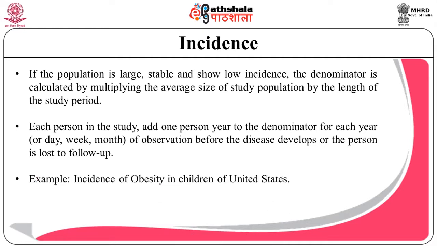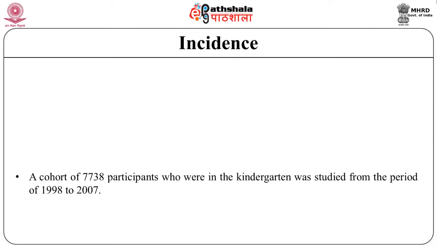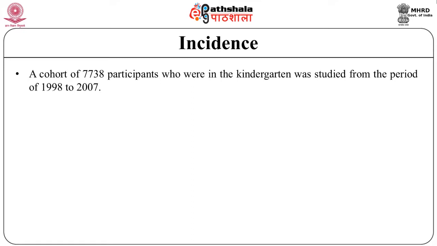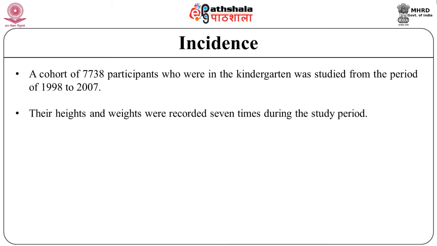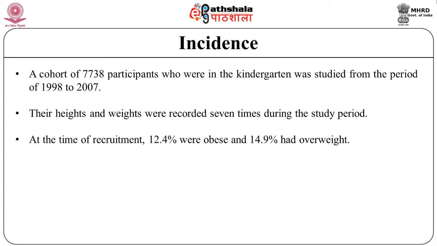One example of the incidence of obesity in children of the United States: a cohort of 7,738 participants who were in kindergarten were studied from 1998 to 2007. Their heights and weights were recorded 7 times during the study period. At the time of recruitment, 12.4% were obese and 14.9% were overweight.